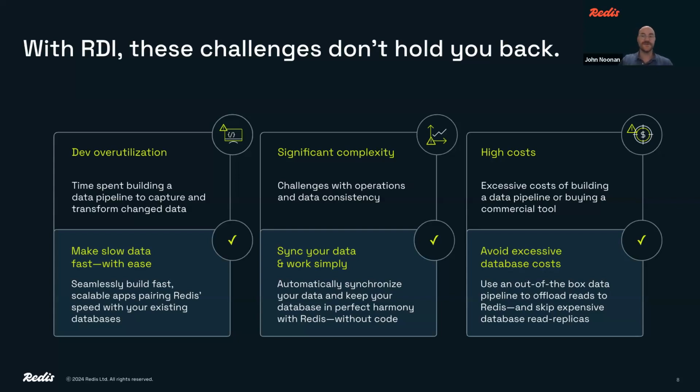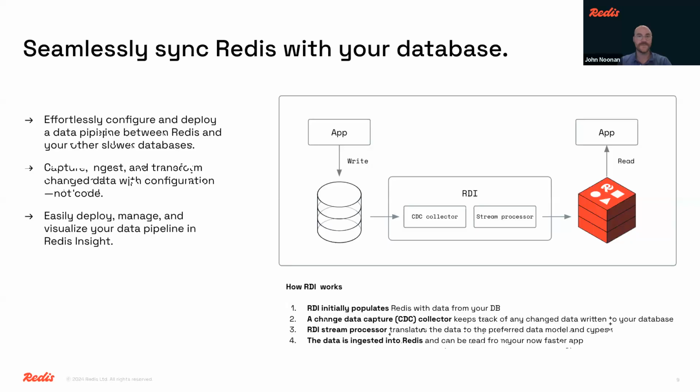Because RDI provides a no-code out-of-the-box solution, you can rest assured that when you add the speed of Redis, you're not adding a lot of complexity or potential issues with data consistency or cache misses, as you would with a cache-aside pattern. You can now seamlessly sync your data simply. And finally, you can stop using so many really expensive read replicas of your primary database, and save money by simply syncing data to Redis instead to cut costs.